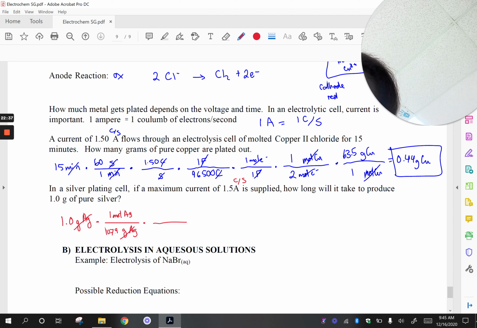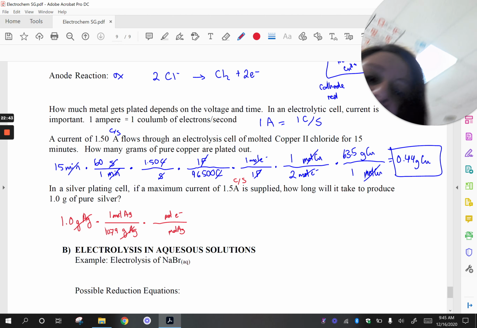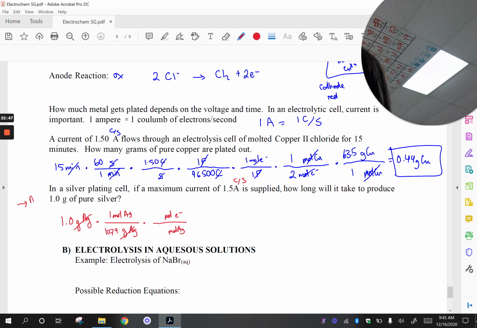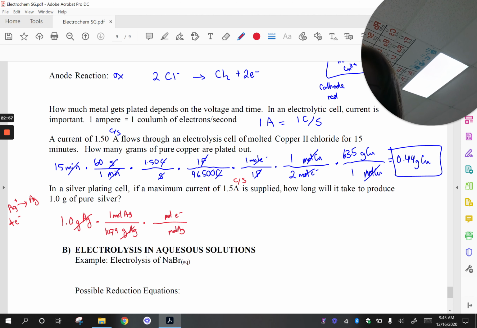Now let's go to moles of electrons. Well, how am I going to go from moles of silver to moles of electrons? Well, if we are depositing silver, that means we are going from silver ion, which is +1, and so I'd need to gain an electron, just 1 electron to get to the silver. So 1 to 1.